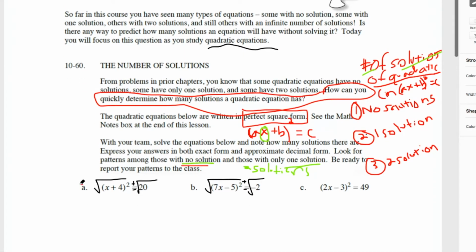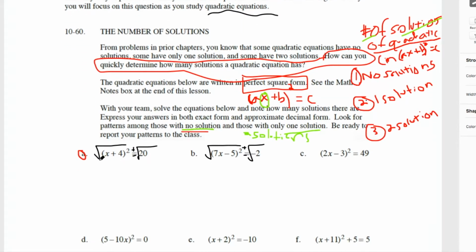Let's start with A first. Let's do this one first here, okay? So here, you're looking at your paper. It should say the quantity x plus 4 squared. And once you square that x plus 4, you get positive 20. Okay, so remind me here, right?